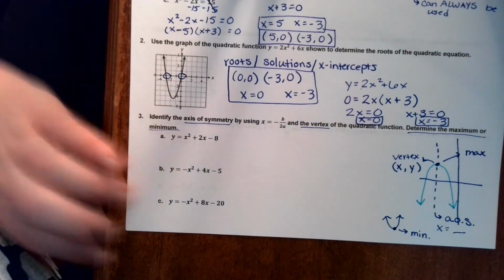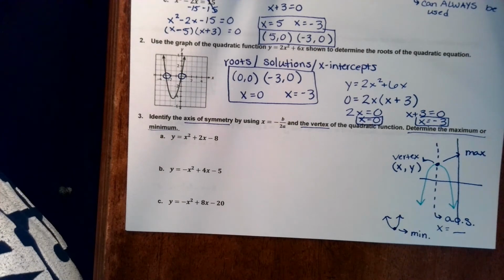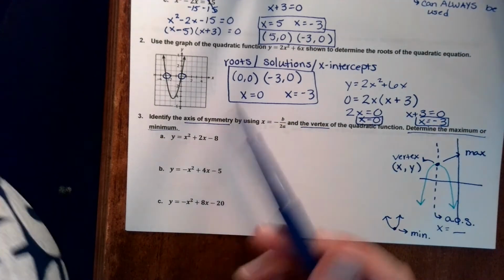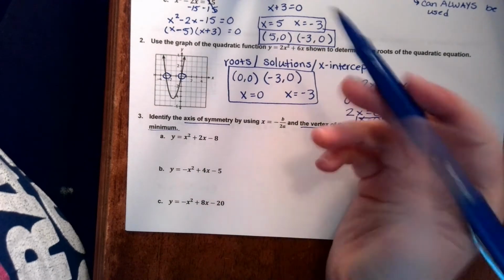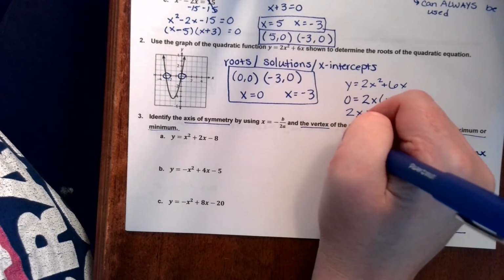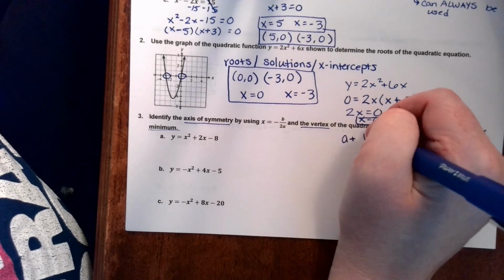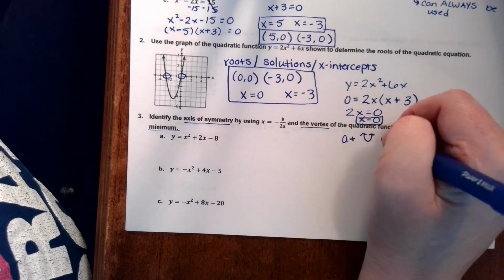Okay, well, we're not graphing these, so how do I know if it's a maximum or minimum? Well, if your first term, if your x squared term is positive, if you have a positive a, it's going to look like this and have a minimum.